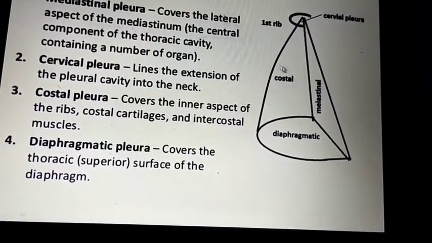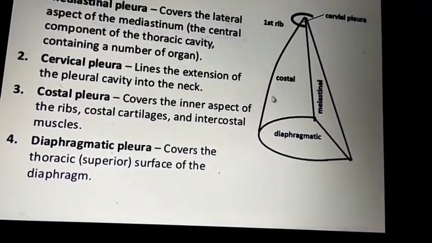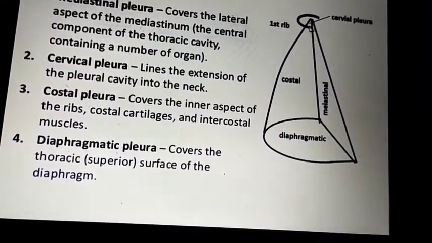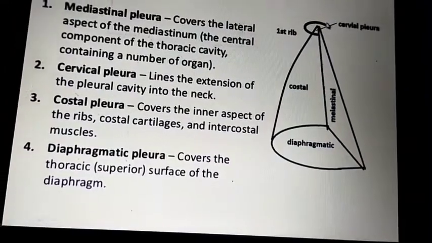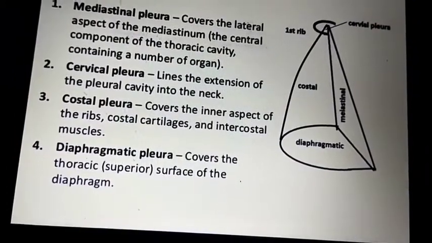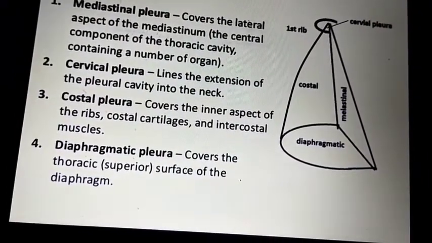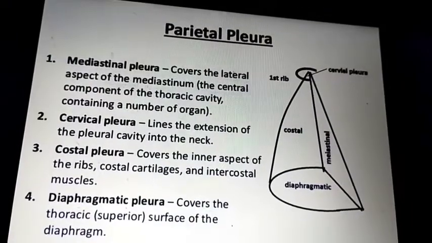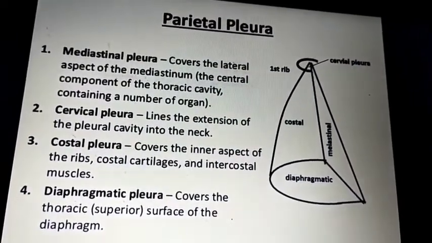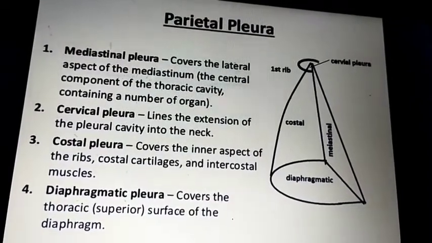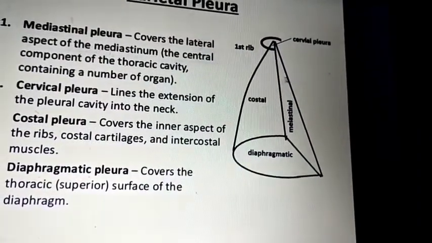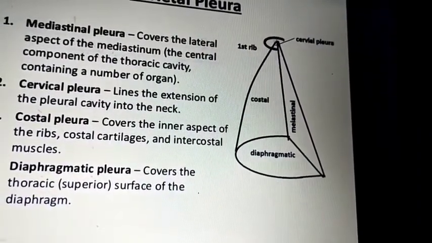Costal means mainly the costal cartilages and ribs. Cervical is the apex of the lung, and it comes up to the root of the neck. That's why it is called cervical. It lines the extension of the pleural cavity into the neck. Then mediastinal pleura covers the lateral aspect of the mediastinum, that is the central compartment of the thoracic cavity, containing a number of organs. Like that you can see easily this one, and this is the first rib.